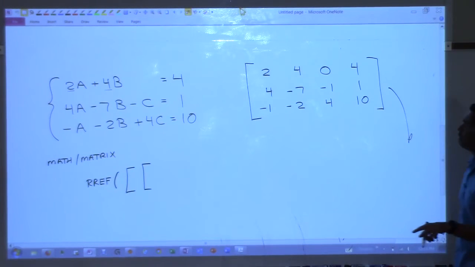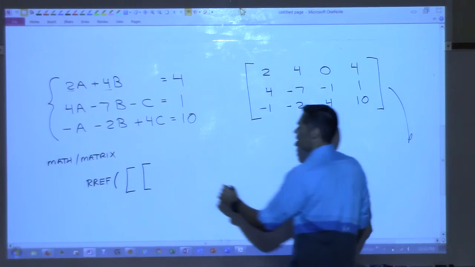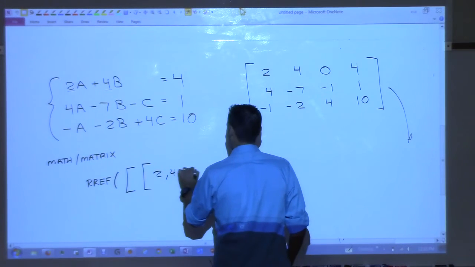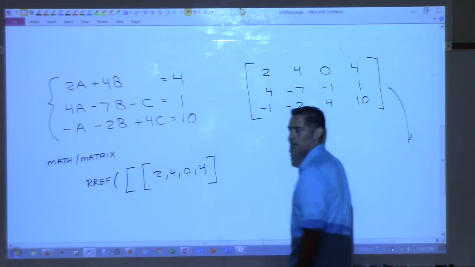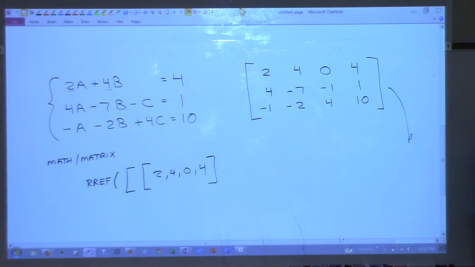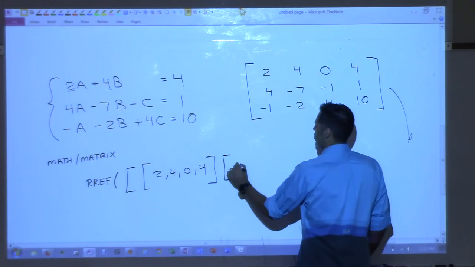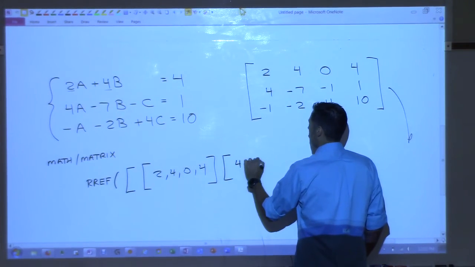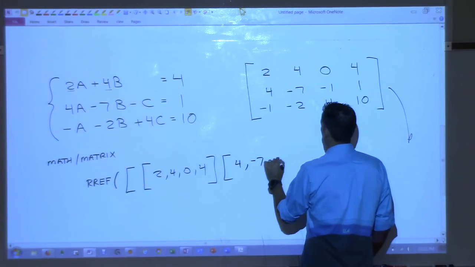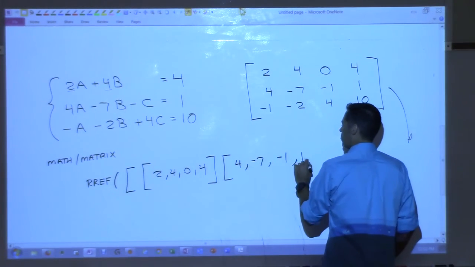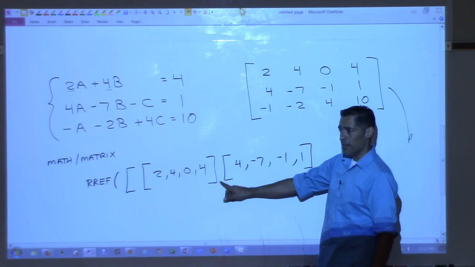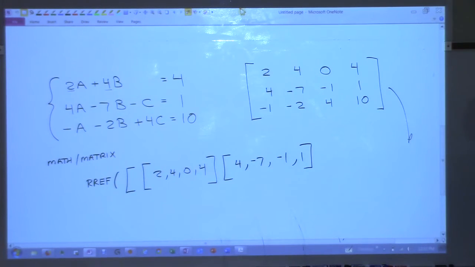Now put in the first row of numbers with commas between them: 2, 4, 0, 4. Close bracket. What do you think comes next? Another bracket. Open bracket. That's your second row. No comma. 4, comma, -7. I don't think there's a comma in there. You're talking about right here, right? Yeah, I don't believe there's a comma there.